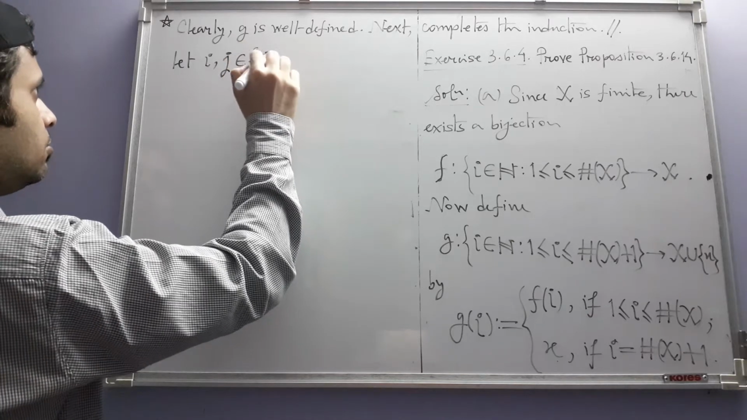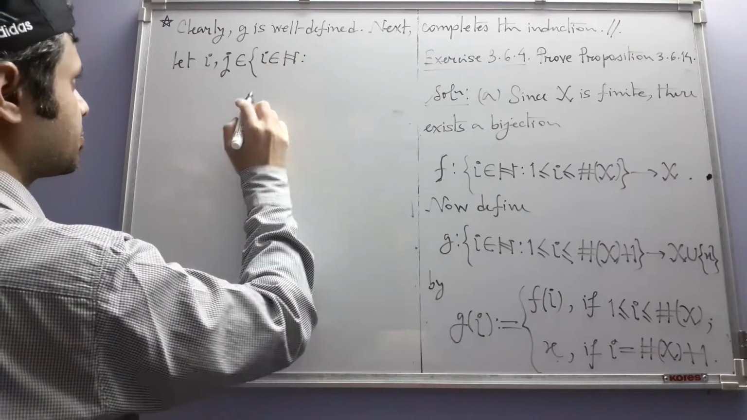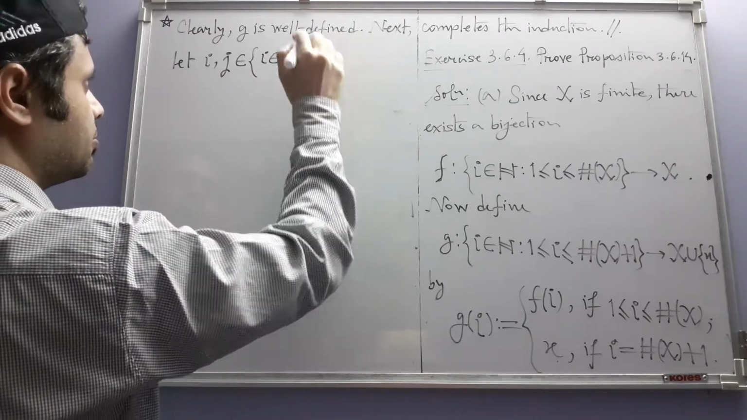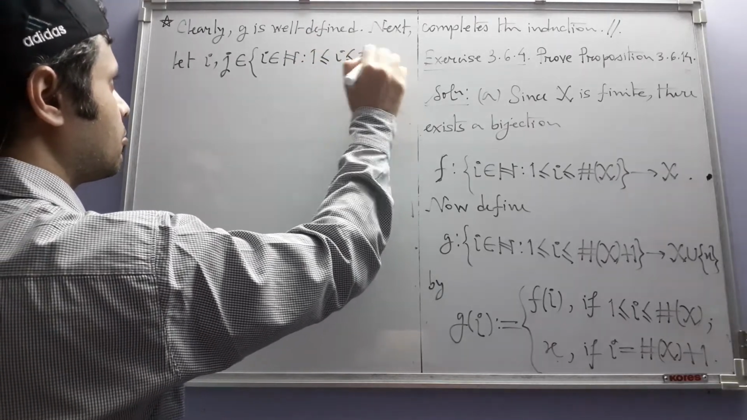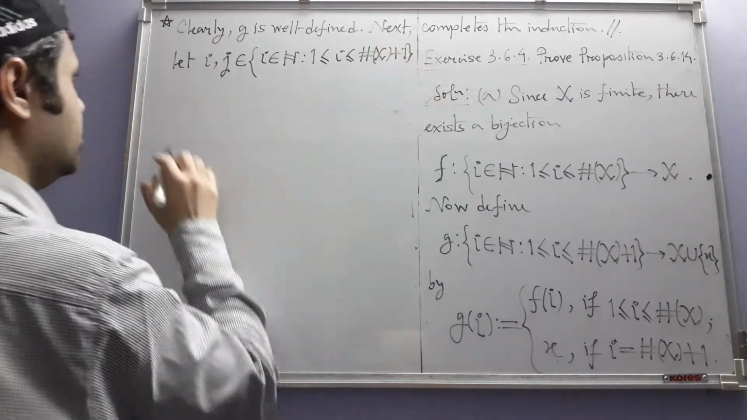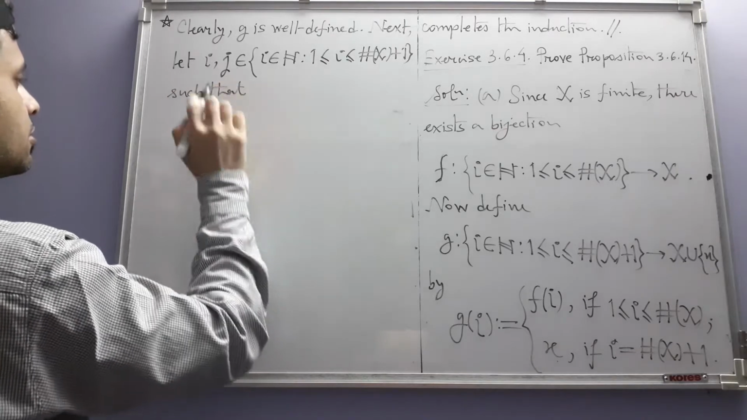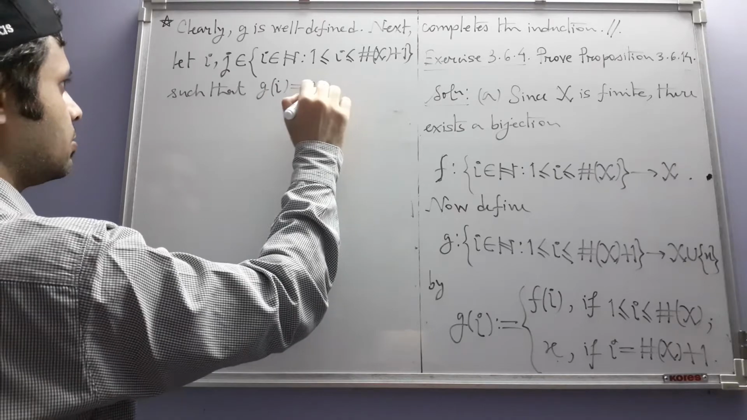Be two elements. We already have an I here, but that does not create a confusion. In the domain of G, such that their G images are equal.